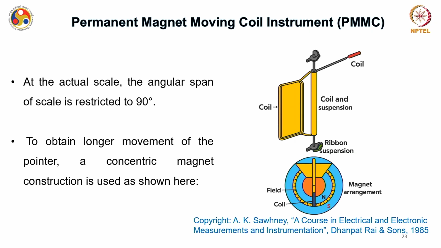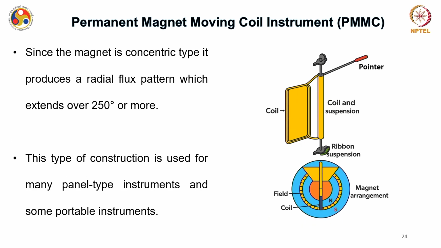If you talk about the actual scale, the angular span of a scale is restricted to 90 degrees because of this. To obtain a longer movement of the pointer, a concentric magnet construction something like this is used. You can see that this is the north pole and this is the south pole. Because you have a concentric magnetic system, you are no longer restricting the deflection to only 90 degrees, but you can go beyond 90 degrees, like 250 degrees or so.